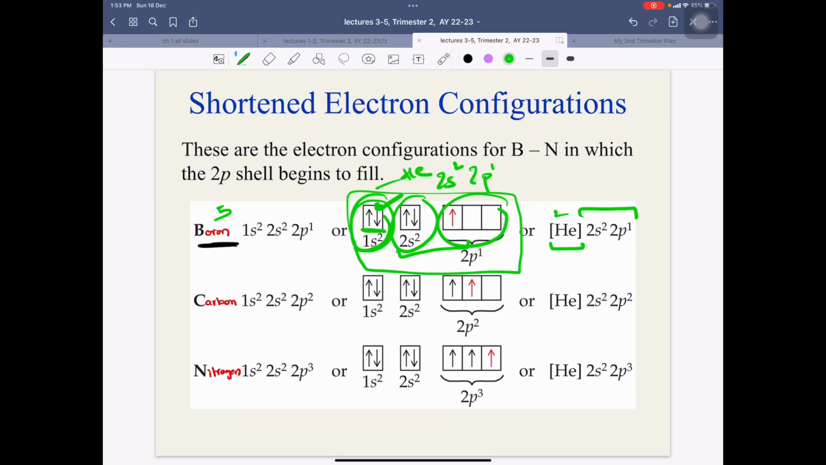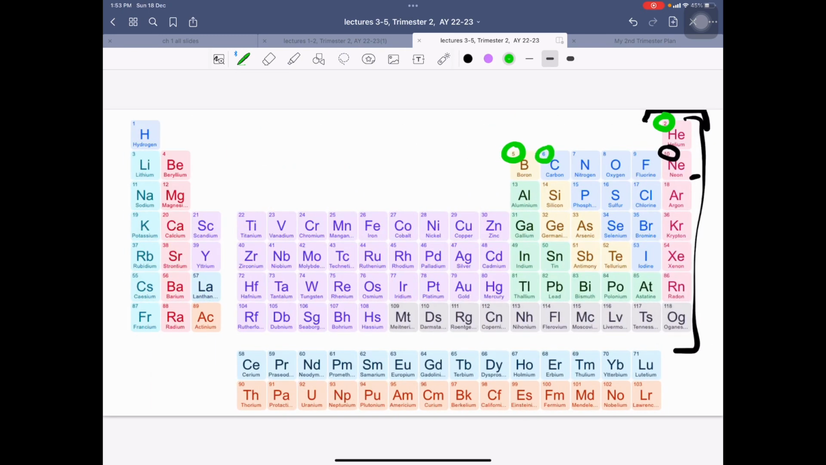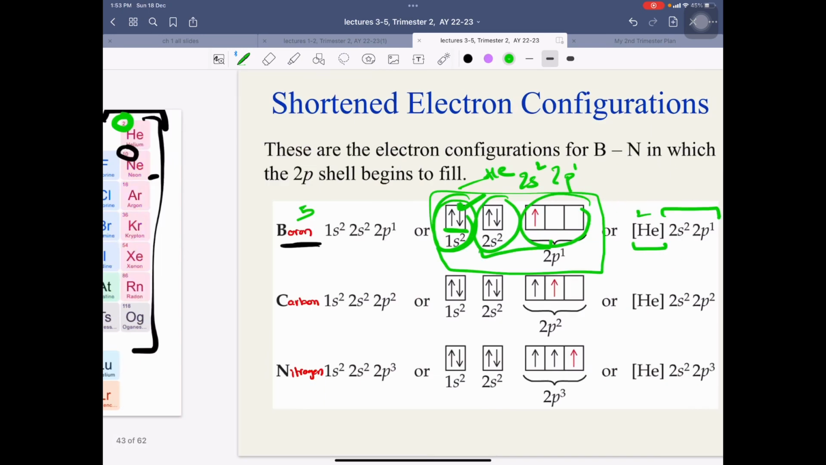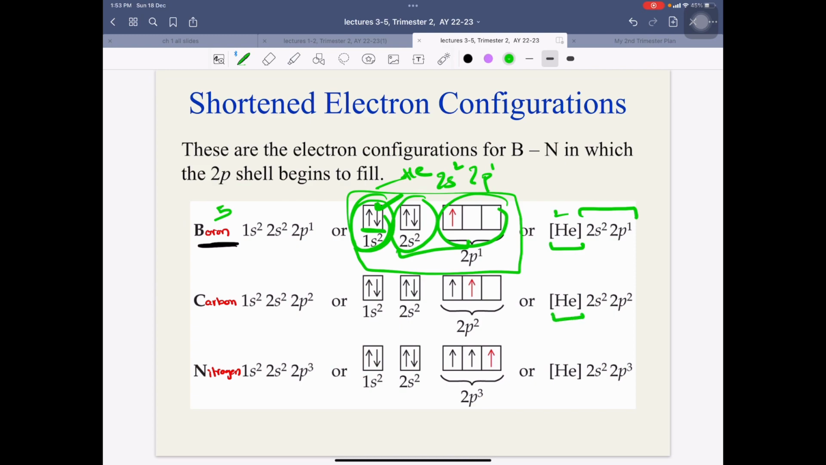Next we have carbon. Carbon's number is 6. What's before it? Helium, the same thing. Helium stops at 2, so I just need to complete the electron configuration to 6. I just need four more. So here 2s and 2p: 1, 2, 3, 4 completes it for me.